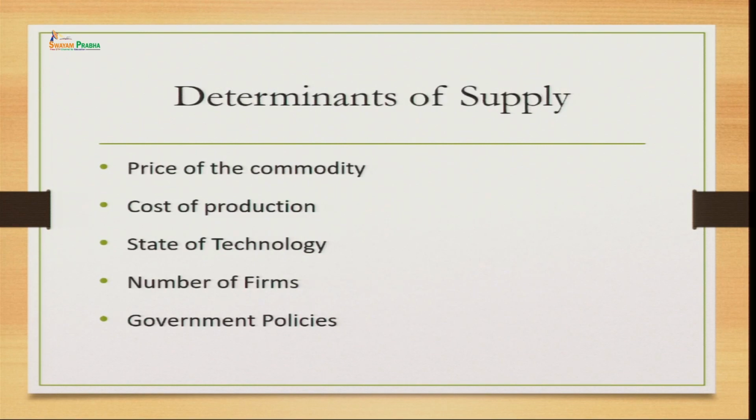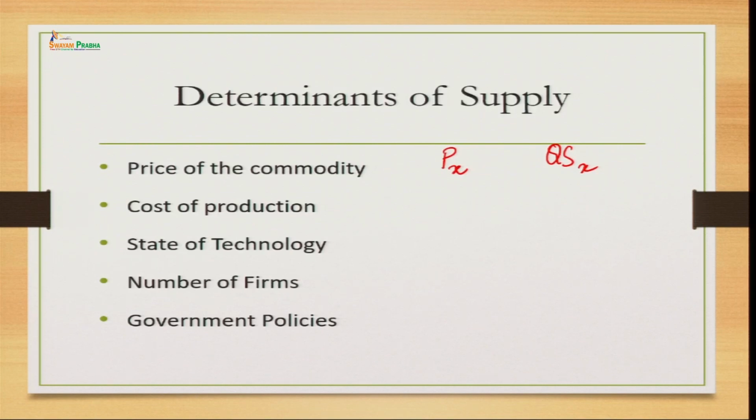Now, moving further, let us look at the determinants of supply. Like we have talked about the determinants of demand, we do have the determinants of supply, and the very first is the price of the commodity. So, if the price of commodity X changes, what will be the impact on the quantity supplied of commodity X? Like I said, there is a positive relationship, because here we are talking from the producer side, and the producer will get more benefit when the prices are more, right.